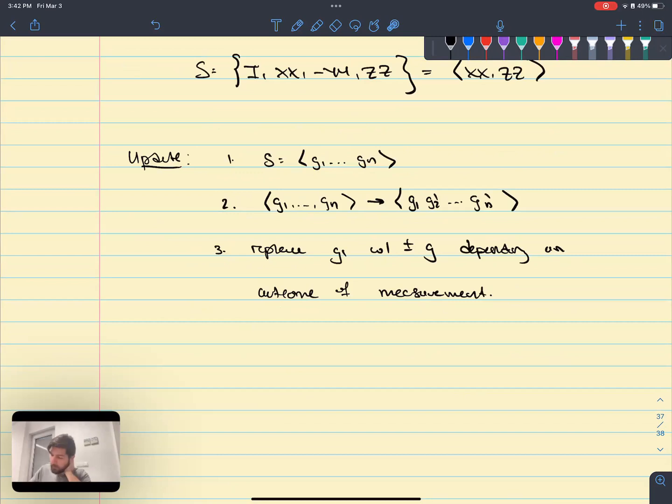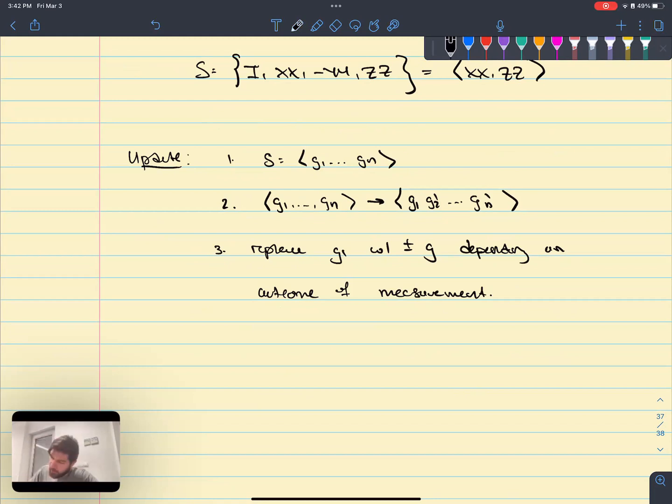So yes, then we can just replace the operator that it anti-commutes with the one, and now it commutes with everything else, and plus or minus g tells you specifically which part of the eigenspace the new state psi will reside in.